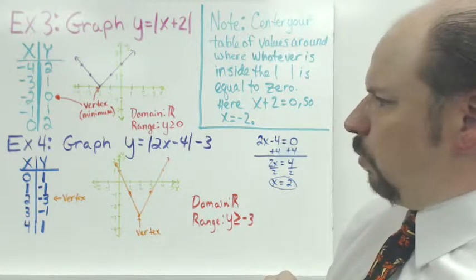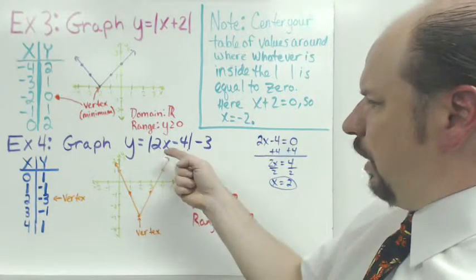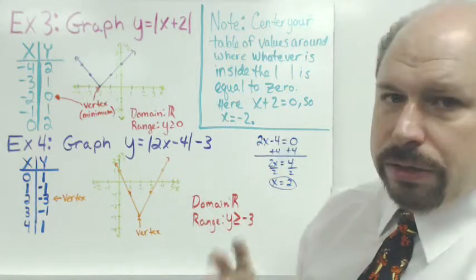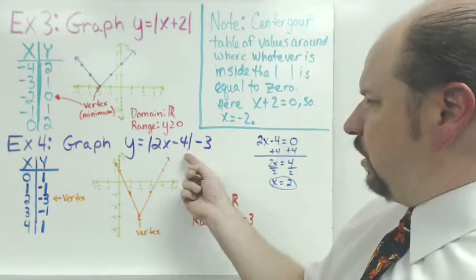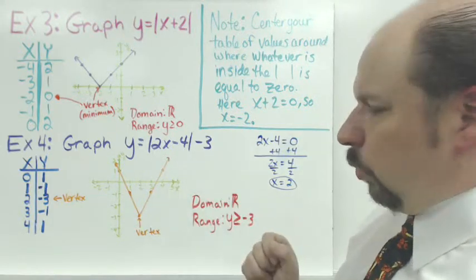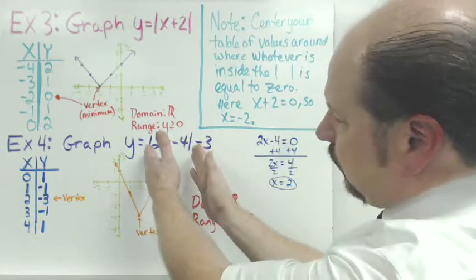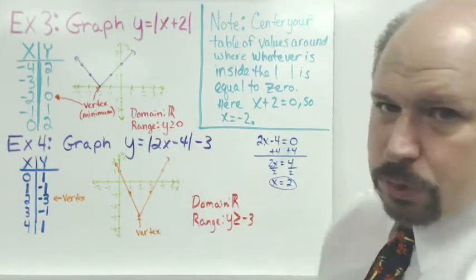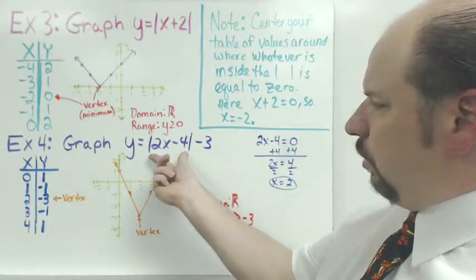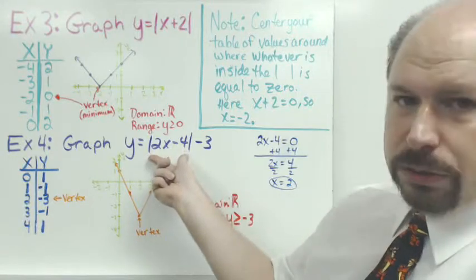Okay, example 4, moving on. Graph y equals the absolute value of 2x minus 4, minus 3. Now, it might be tempting to maybe combine these somehow or something like that. But remember, it's kind of an order of operations thing. We have to do what's here first before we can subtract 3. So we need to find, once again, what value of x will make this equal to 0.